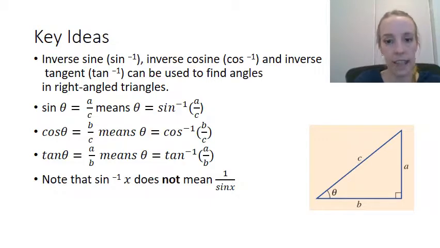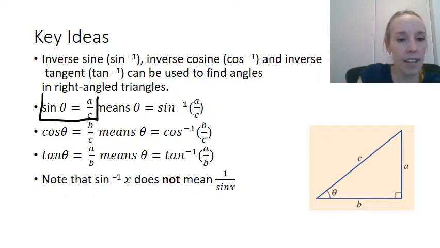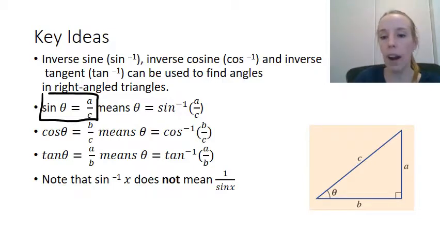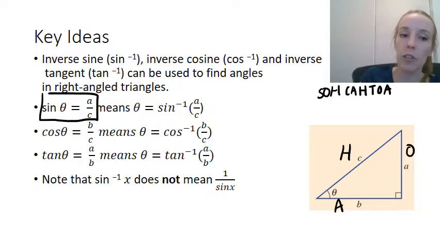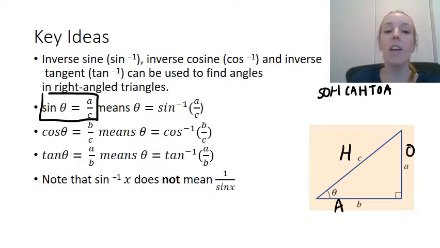So if we have the side lengths and we want to find an unknown angle, we can use the inverse to find that unknown angle. We know that sine is A over C. Looking at our triangle to the right here, we've got our hypotenuse, our opposite, and our adjacent side. According to SOHCAHTOA, sine is the opposite over the hypotenuse, which in this case would be A over C.